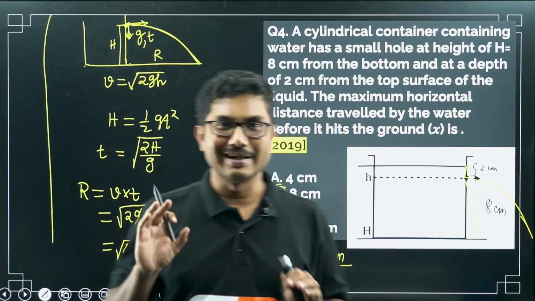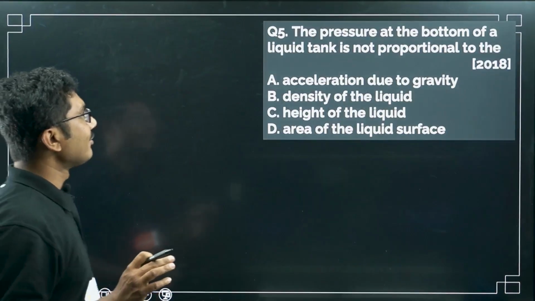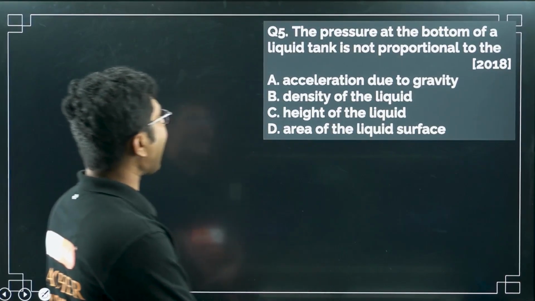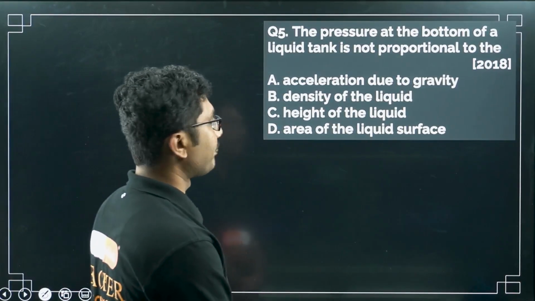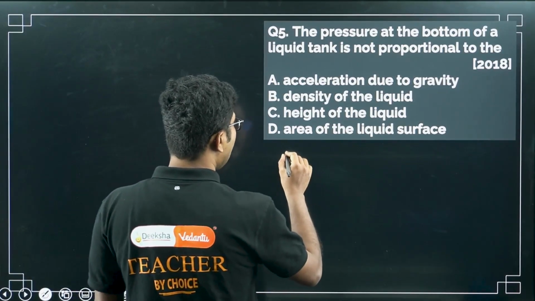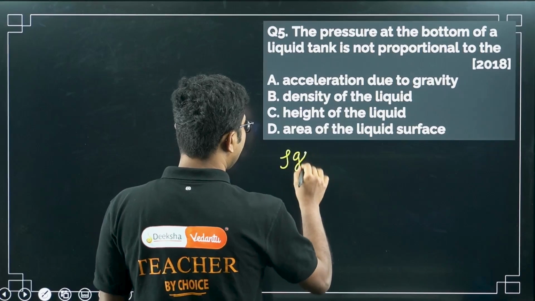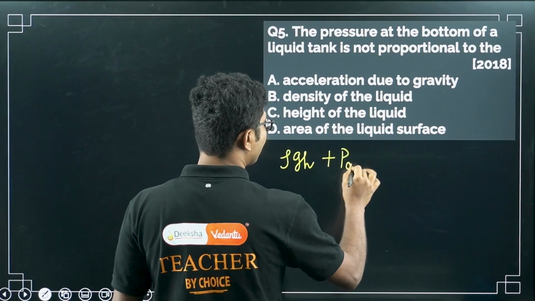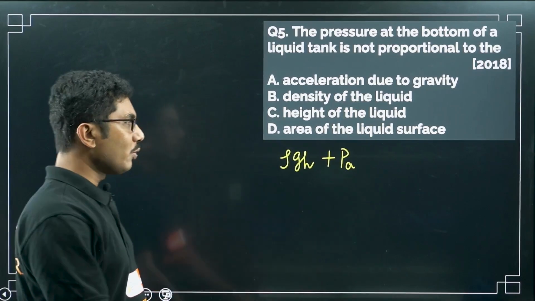Okay, but it is a little lengthy question. Okay, now let's look into question number 5. The pressure at the bottom of a liquid tank is not proportional to the... So the pressure at the bottom of a liquid tank is basically rho g h, and if you are considering the total pressure, then you have to consider the atmospheric pressure as well. We don't know what they are asking about.